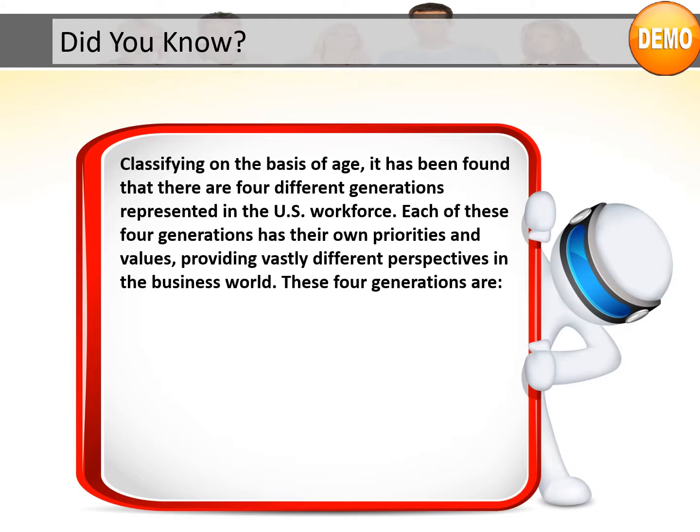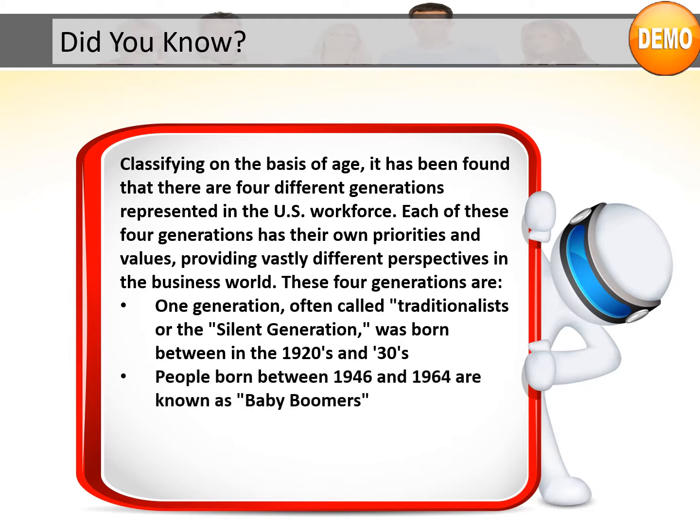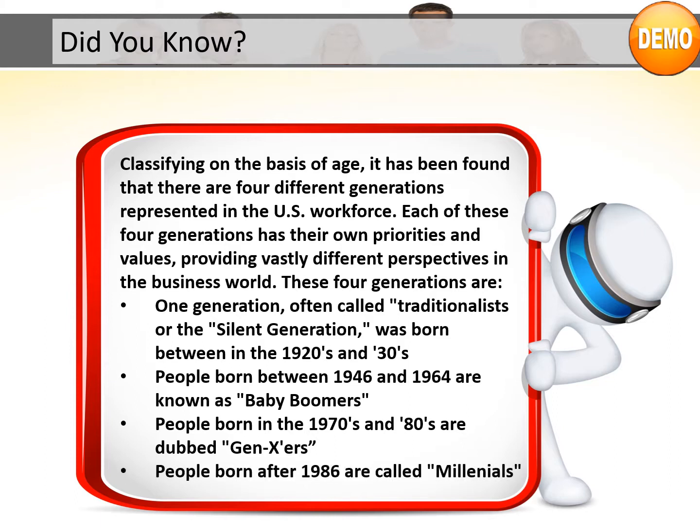Did you know? Classifying on the basis of age, it has been found that there are 4 different generations represented in the U.S. workforce. Each of these 4 generations has their own priorities and values, providing vastly different perspectives in the business world. These 4 generations are: one generation, often called traditionalists or the silent generation, was born between the 1920s and 30s. People born between 1946 and 1964 are known as baby boomers. People born in the 1970s and 80s are dubbed Gen Xers. People born after 1986 are called millennials.